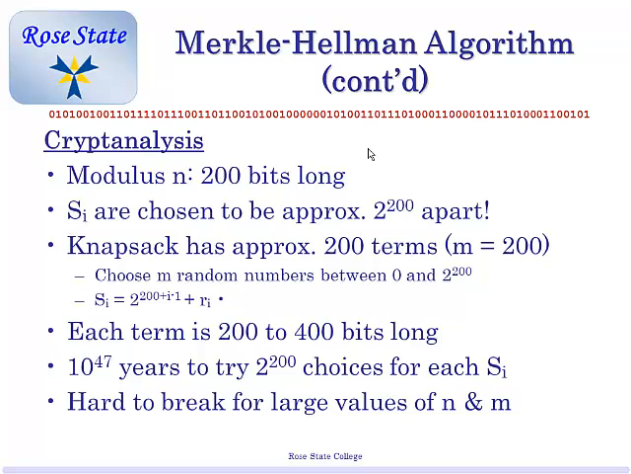It would take 10 to the 47th years to try every combination of 2 to the 200 digits for each of the S sub i. So it's going to take you a few days to break this encryption. And it's hard to break for large values.